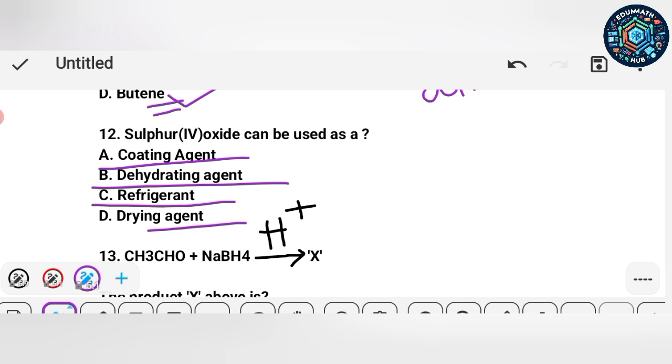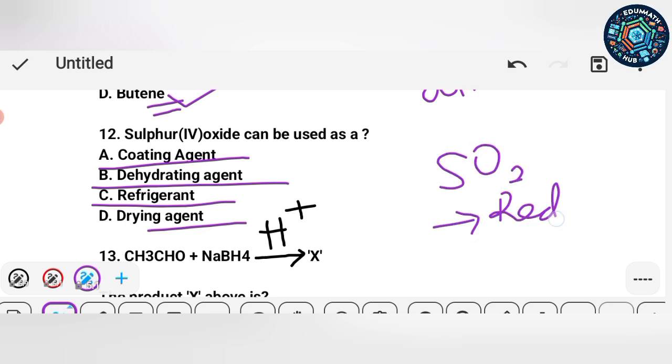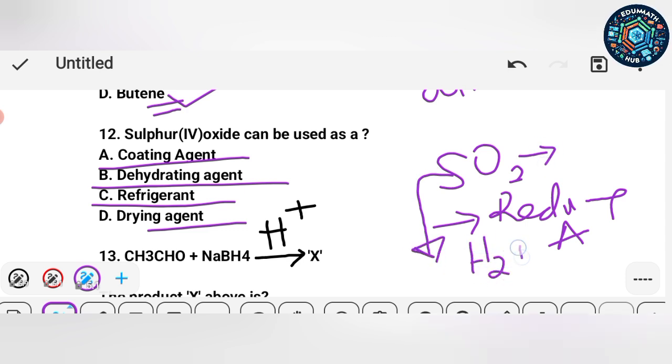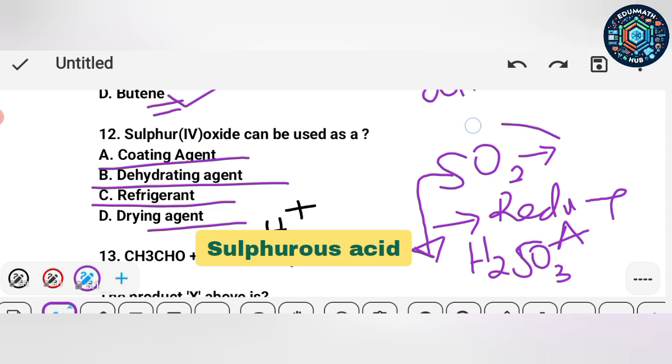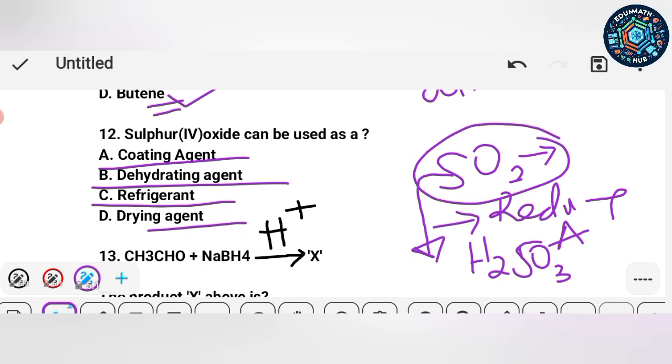The answer to this question is very easy. SO2 is most of the time used as a reducing agent. It bleaches by reduction. But it is a dehydrating agent because when it combines with water, it will form an acid called H2SO3, or sulfurous acid. SO2 can be used as a dehydrating agent because H2SO3 is an acid, and acids like H2SO4 are always used as dehydrating agents, to remove water content or moisture from different organic compounds or from compounds. So the answer is B.